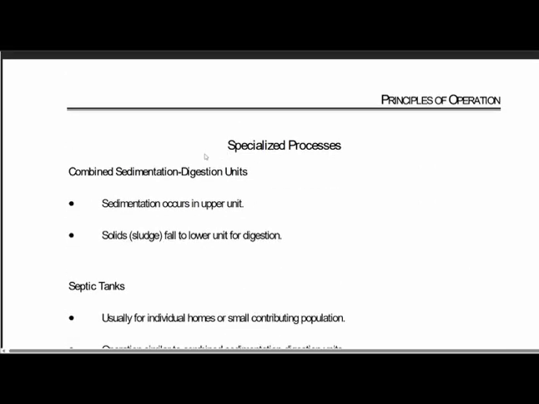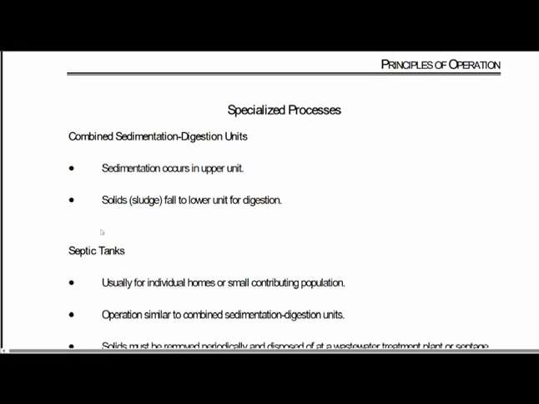Specialized processes. Combined sedimentation digestion units. Sedimentation occurs in the upper unit. Solids or sludge fall to the lower unit for digestion.